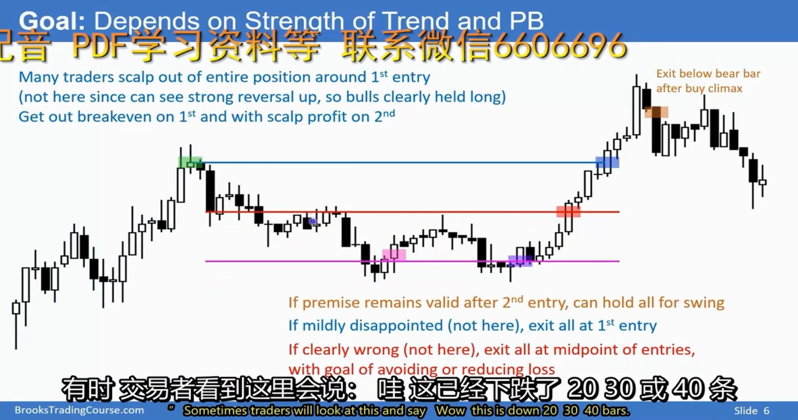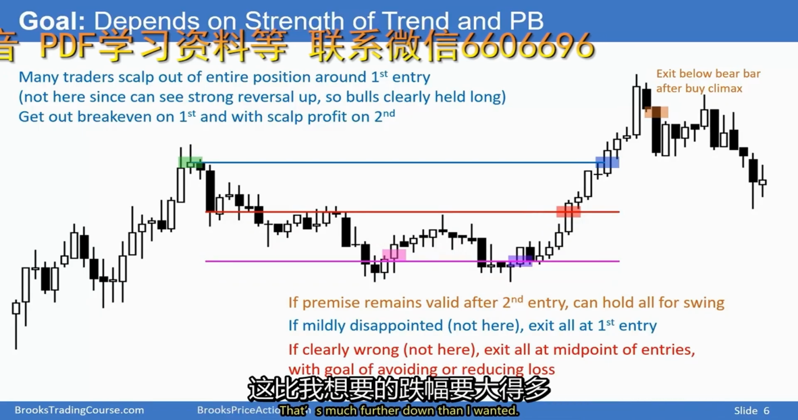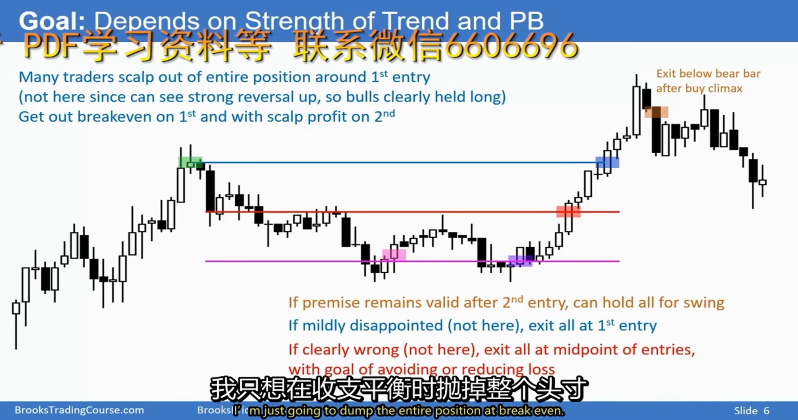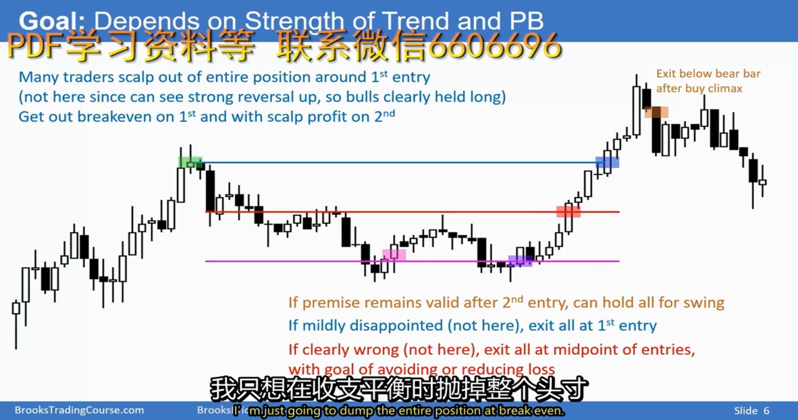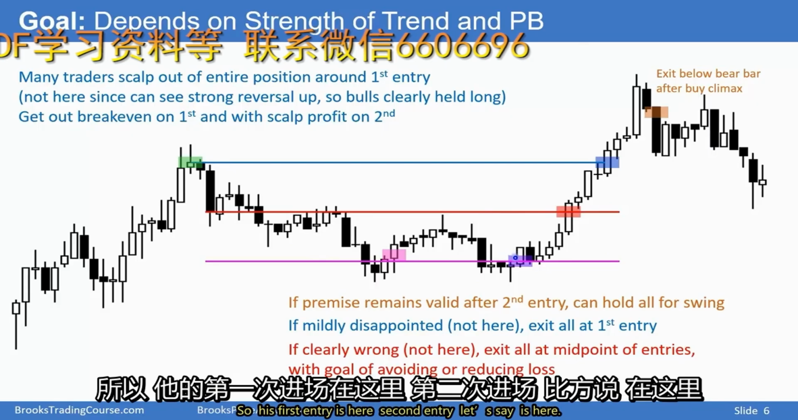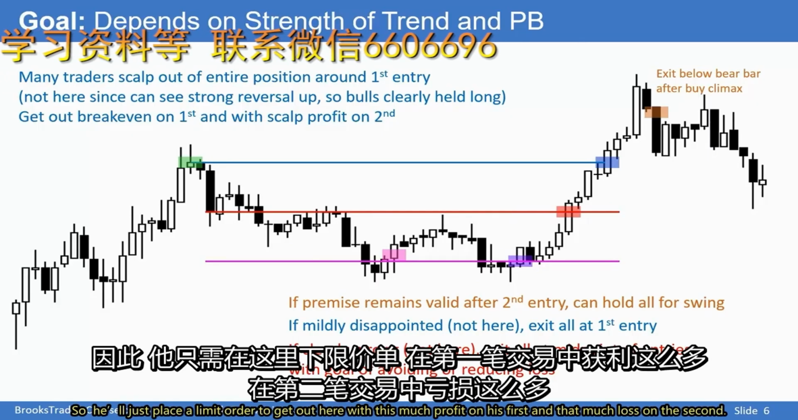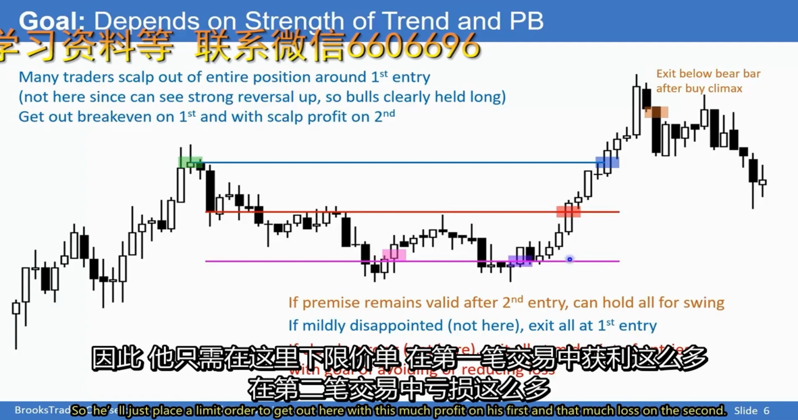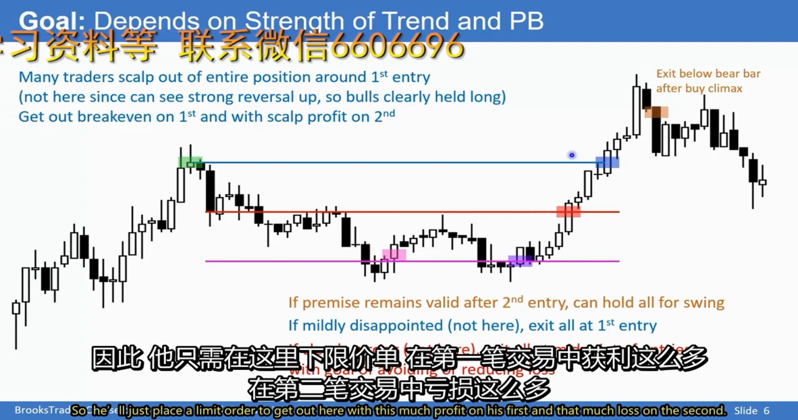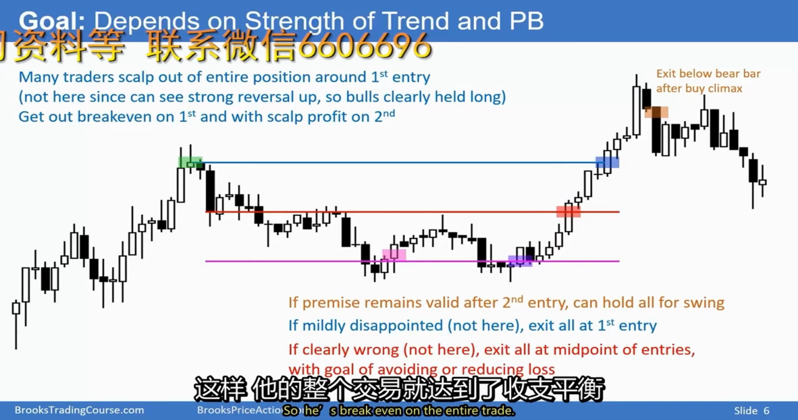Sometimes traders will look at this and say, wow, this is down 20, 30, 40 bars. That's much further down than I wanted. I'm just going to dump the entire position at break even. So his first entry is here. Second entry, let's say, is here. This is the midpoint between his 2 entries. So he'll just place a limit order to get out here with this much profit on his first and that much loss on his second. So he's break even on the entire trade.